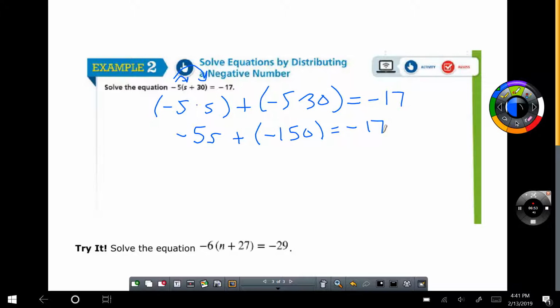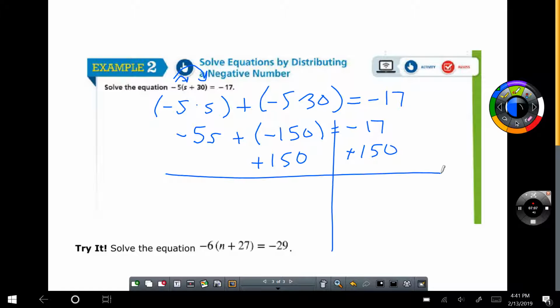And now we need to solve this. We need to get rid of a negative 150, or add negative 150. So we're going to add positive 150. The opposite of adding a negative 150 is to add a positive 150 to each side. Okay. If I split my equation, those cancel out. I have negative 5 times s equals negative 17 plus 150.